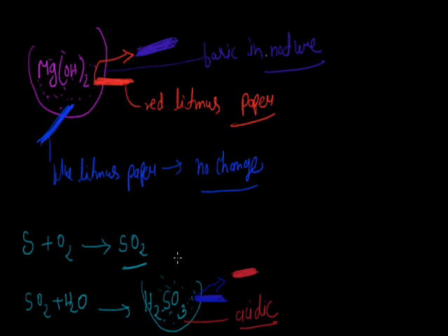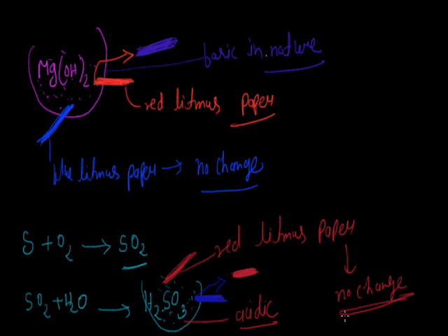Now if we use red litmus paper, there is no change. So overall this indicates that magnesium on burning and reacting with H2O gives a basic solution, and sulfur overall gives an acidic solution.